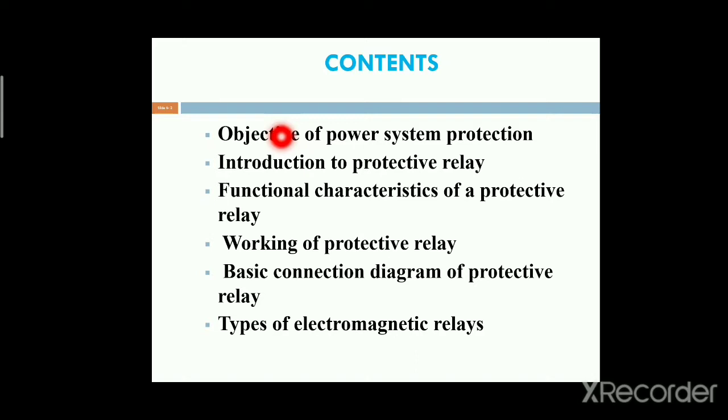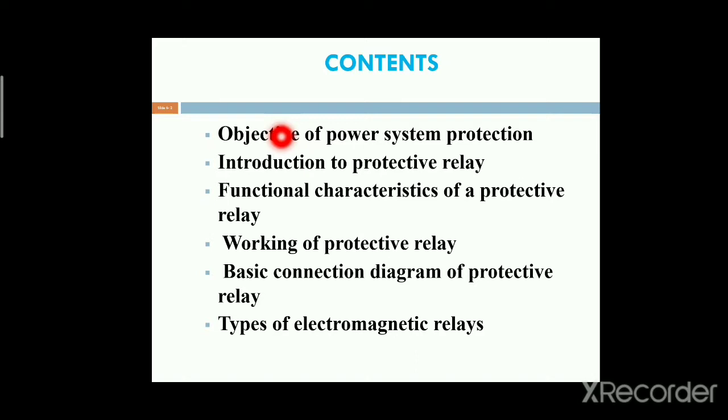Normally a protective scheme is required for the protection of power system components against abnormal conditions such as faults. It essentially consists of protective relays and circuit breakers. The protective relay functions as a sensing device. It senses the fault, then determines its location, and finally it sends a tripping command to the circuit breaker.